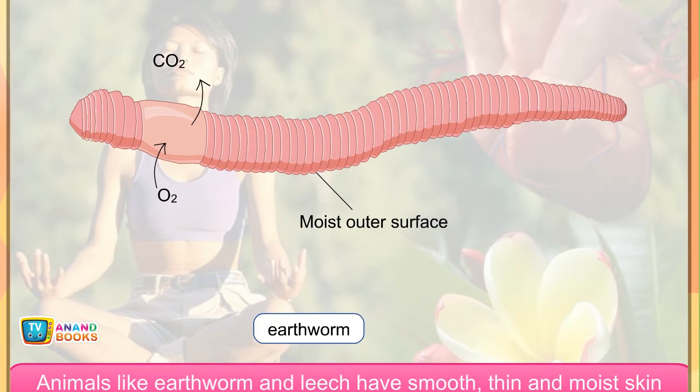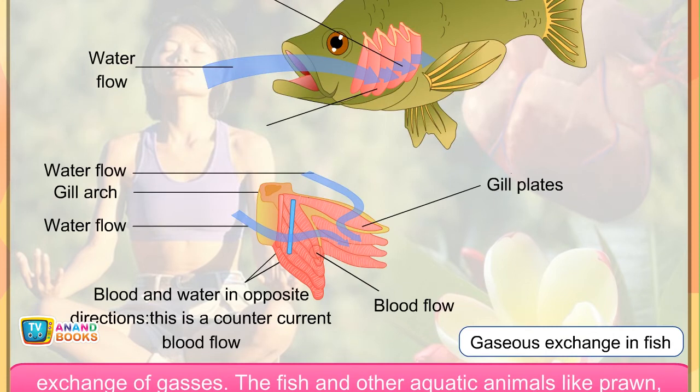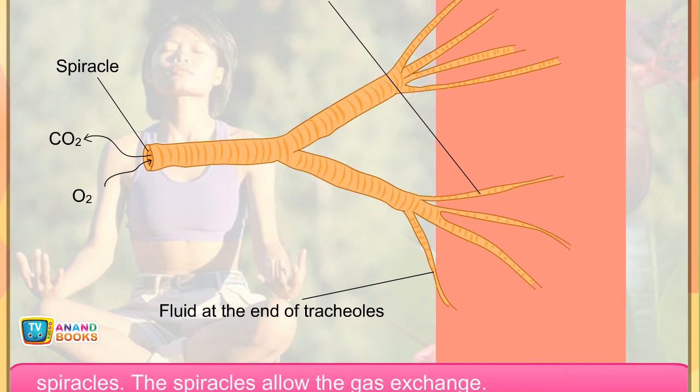Animals like earthworm and leech have smooth, thin and moist skin with rich supply of blood. The entire surface of the body helps in exchange of gases. The fish and other aquatic animals like prawn, crab, etc. respire through gills. The insects have branched respiratory tubes or trachea. Tracheal tubes open on the side of the body through pores called spiracles. The spiracles allow the gas exchange.